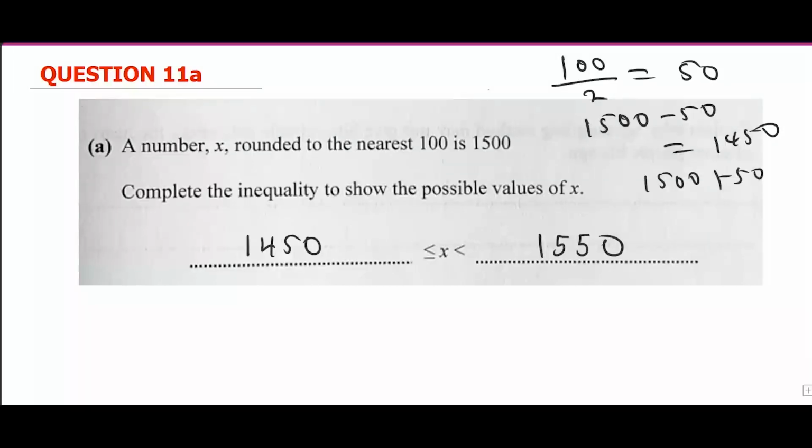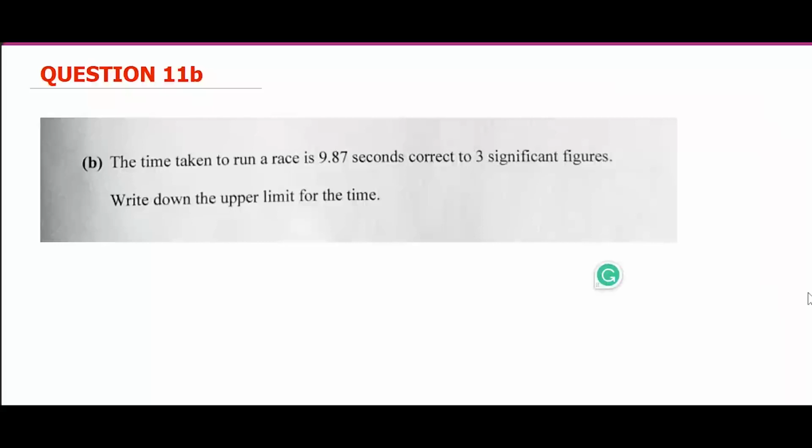So the next one is question 11b. The time taken to run a race is 9.87 seconds, correct to 3 significant figures. Write down the upper limit of the time. So here, 3 significant figures falls at the 100th place value, which is 0.01, and we need to divide this by 2. If you divide it by 2, that gives 0.005. You can use your calculator since it is allowed.